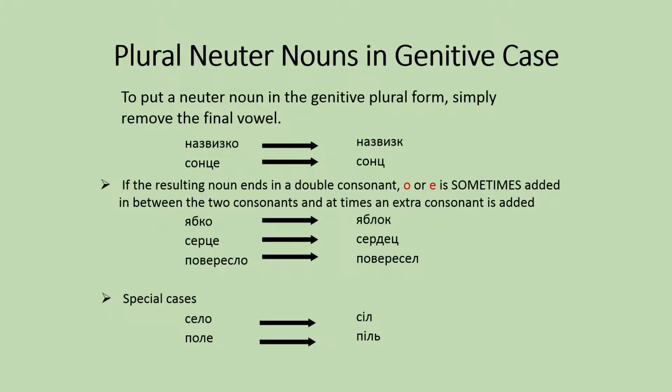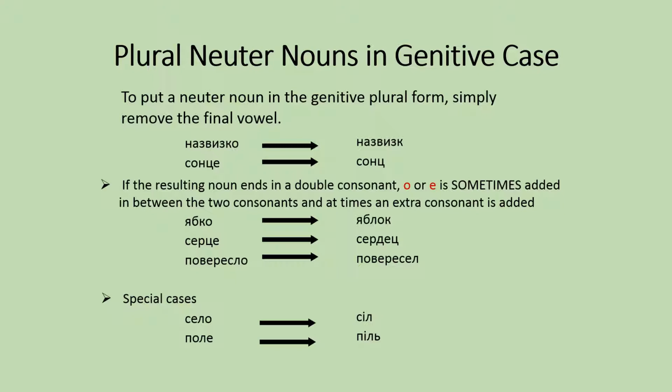Plural neuter nouns in the genitive case. To put a neuter noun in the genitive plural form, simply remove the final vowel. Nazwisko becomes nazwisk. Słońce becomes sons.